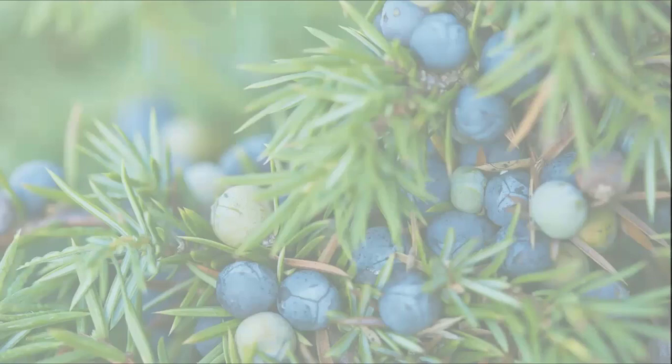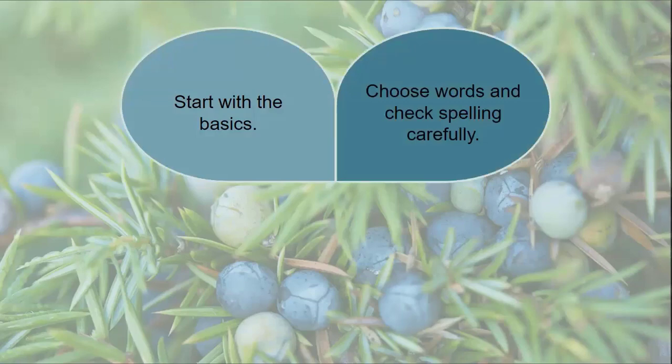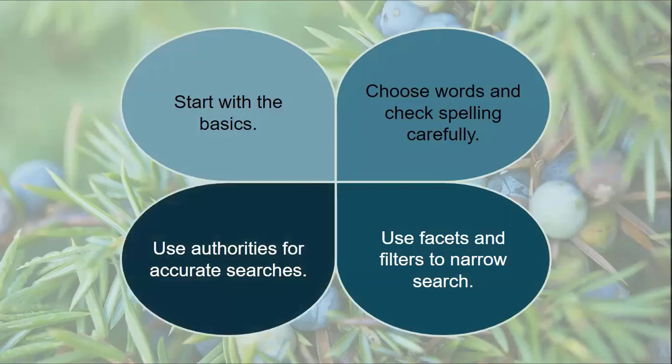Once you've done your initial broad search, you can narrow the results using a variety of facets and filters, which we will be looking at. For specific searches, using authorized headings or authorities as an access point is a good strategy. So we start with the basics. We're going to choose our words and check our spelling carefully. We're going to talk about using facets and filters to narrow that search. And then when it's necessary, and as you get more experience, using authorities for accurate searches is going to make that even easier.